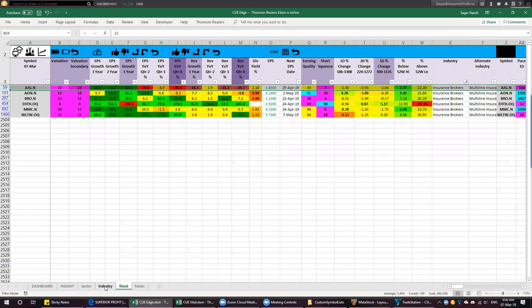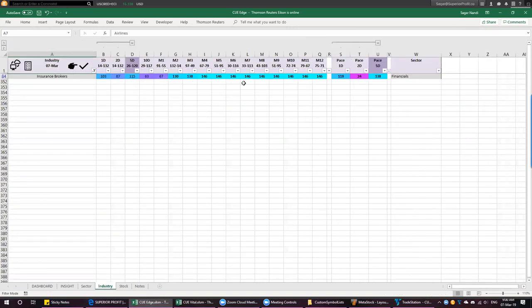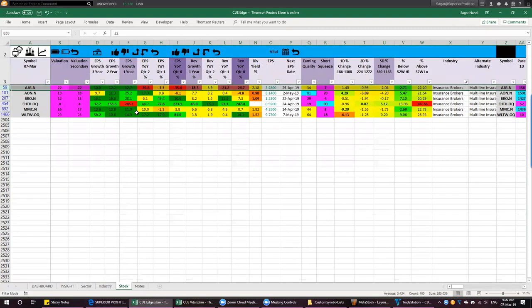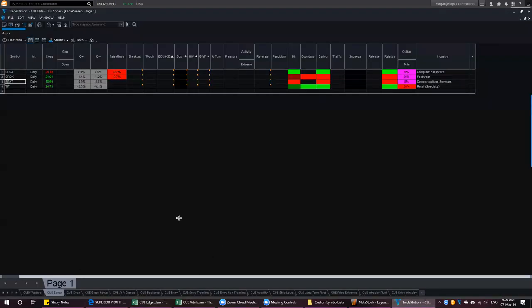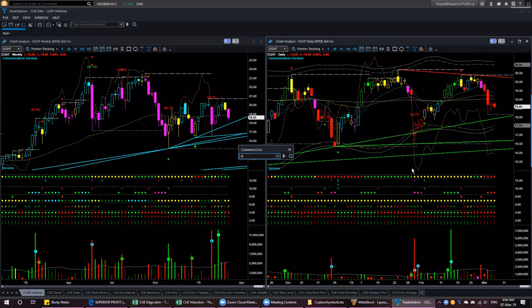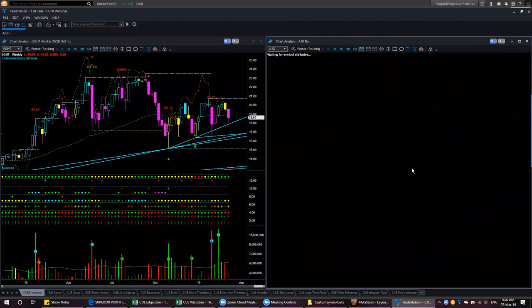Because they are close to 52-week high, it is expected the industry was stronger earlier, but I can see some signs of deceleration. The stocks are overvalued. Earnings is looking very weak for AJG. This is the best time to look for shorting opportunities at the top. Let's look at AJG on technical charts.